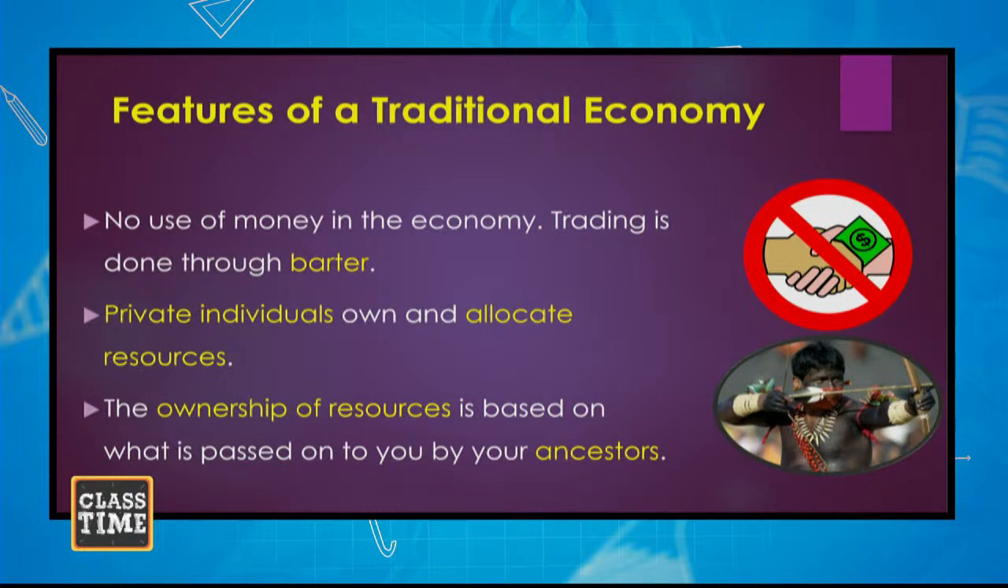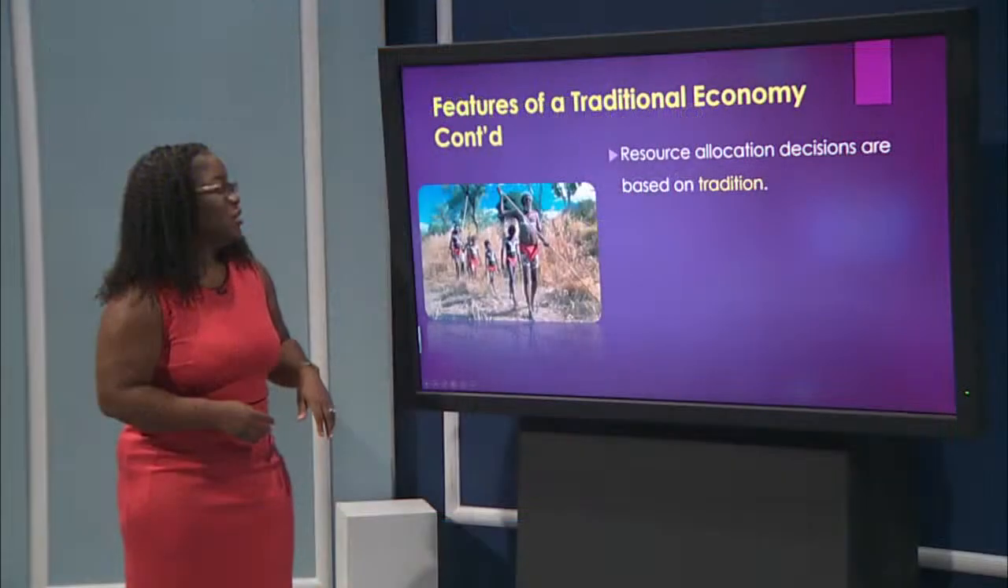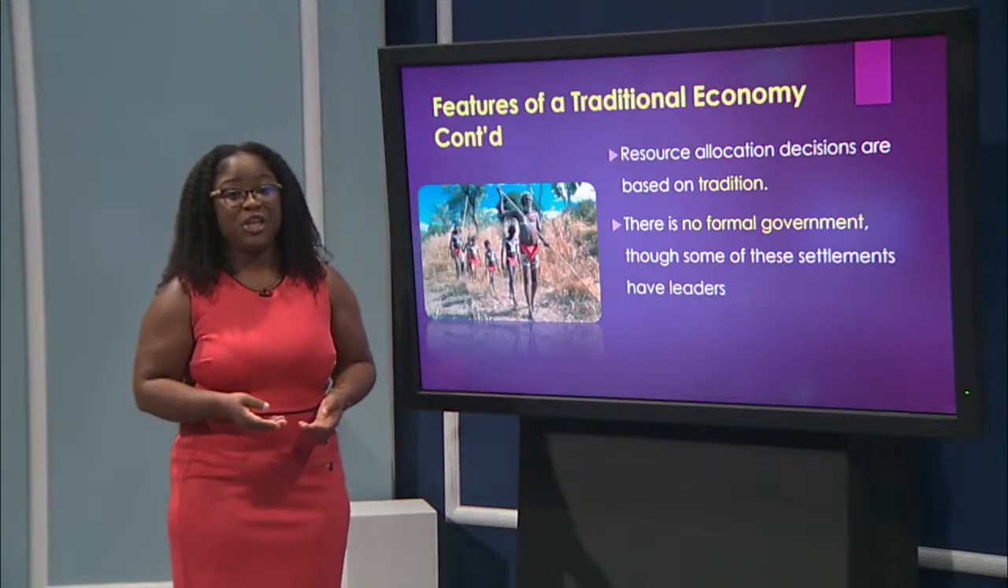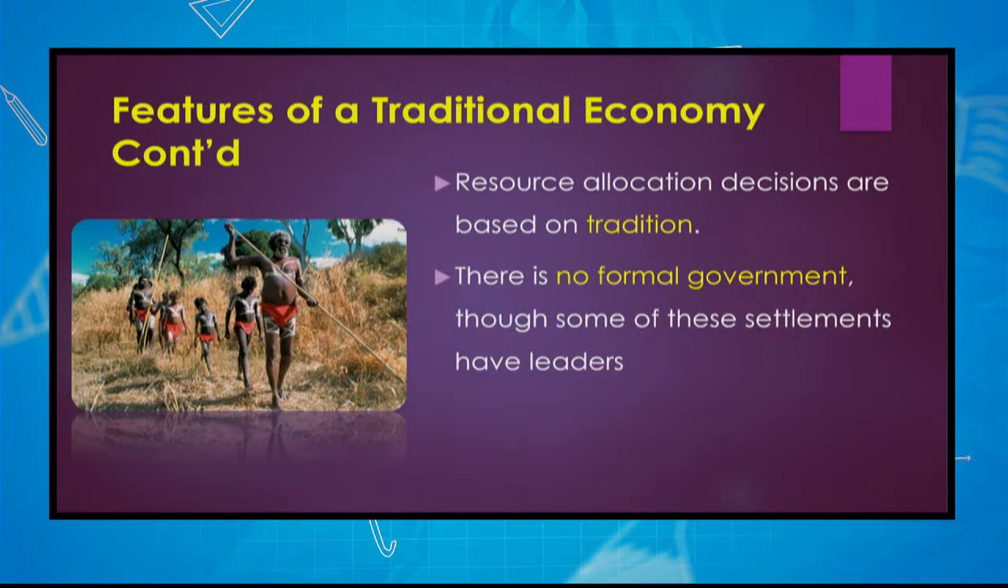The skills that they have within this type of economy are really passed down or taught from generation to generation. Some additional features: resource allocation decisions are based on tradition. So deciding what to produce, how to produce, and for whom to produce is really easier within this economic structure because these resource allocation decisions have been passed down through generations.